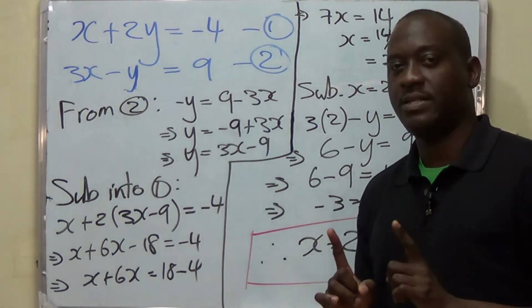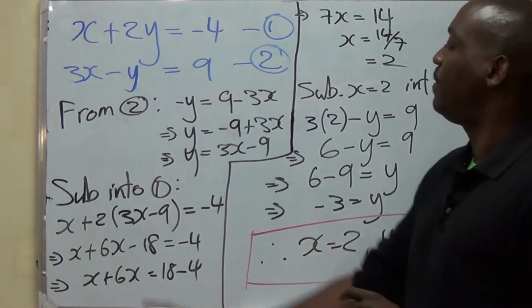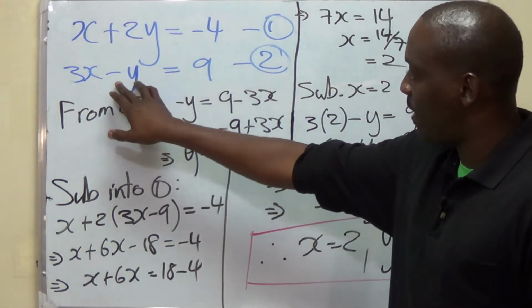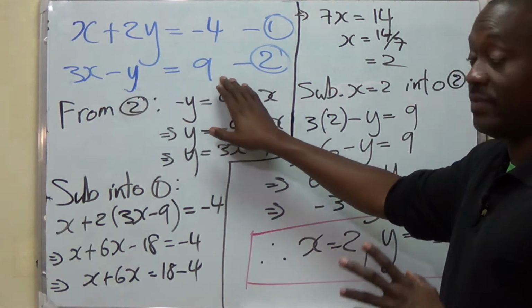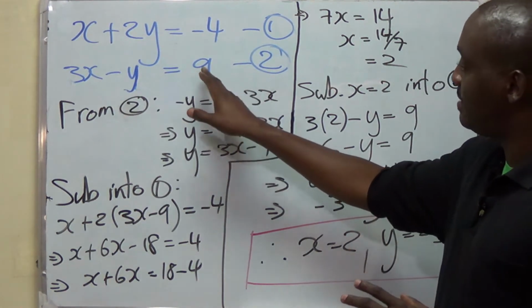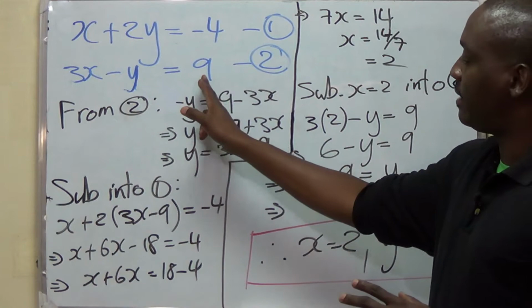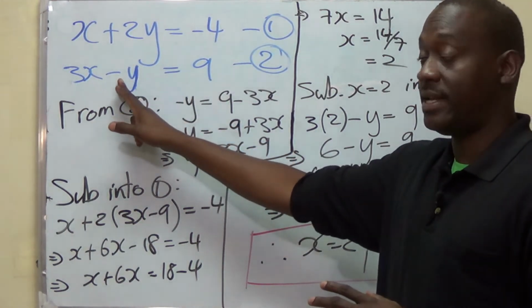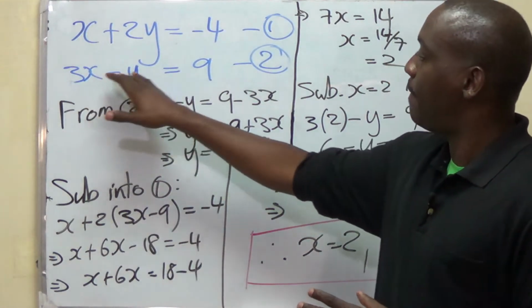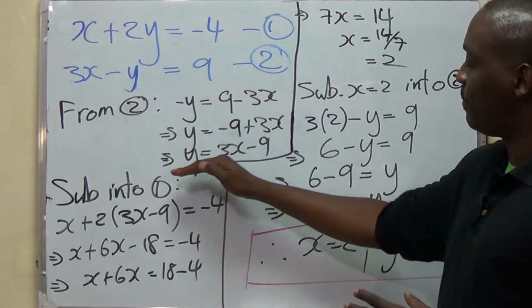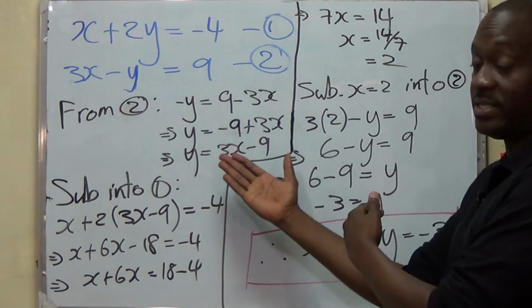Or alternatively, what you could have done was simply take the minus y from the left side here, carry it across on the right side, which will give you plus y, and then you take the same 9 here and carry it across on this side to give you minus 9. So what you would have in effect gotten would have been 3x minus 9 is equal to plus y, which is what we have here. We just have it switched on the other side.